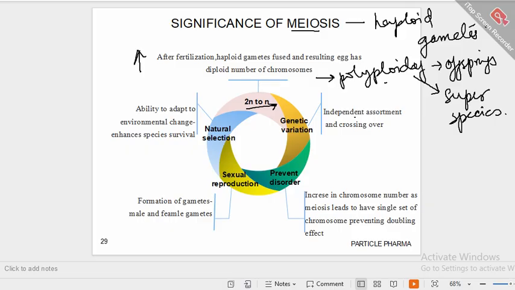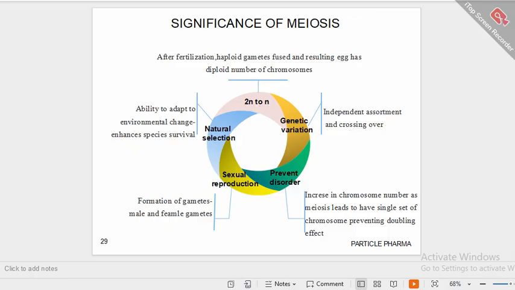Next is genetic variation, that is independent assortment and crossing over, which takes place in prophase 1 of meiosis 1, where chromatids exchange genetic material through chiasmata and form bivalents. And independent assortment means there will be a random arrangement of chromosomes at the metaphase plate. By this, there will be a formation of new traits, new habits in the offspring, which leads to adaptation and evolution.